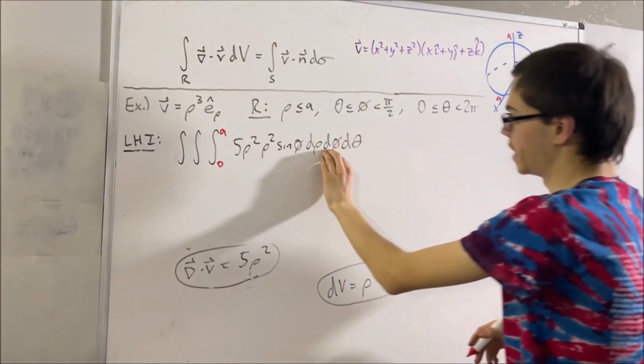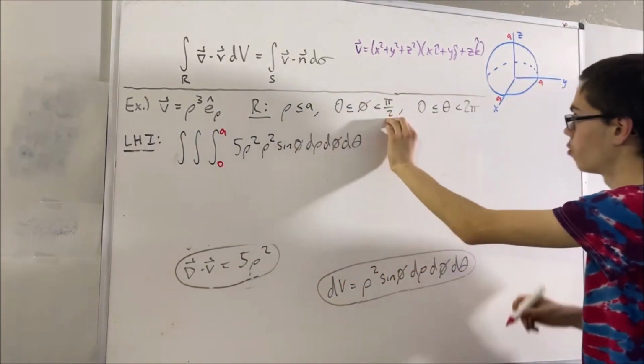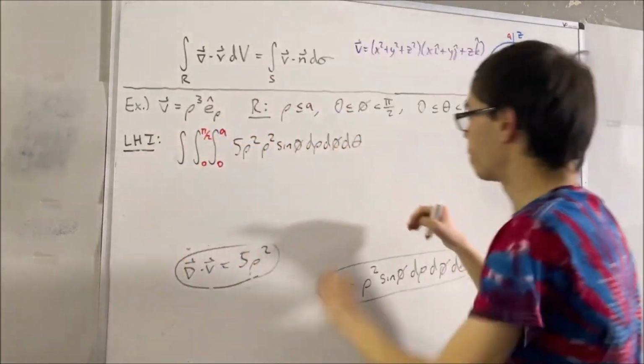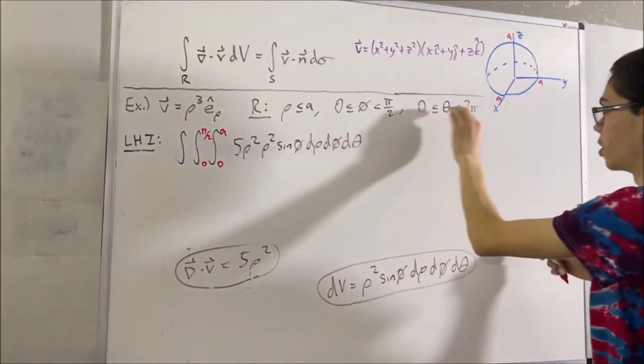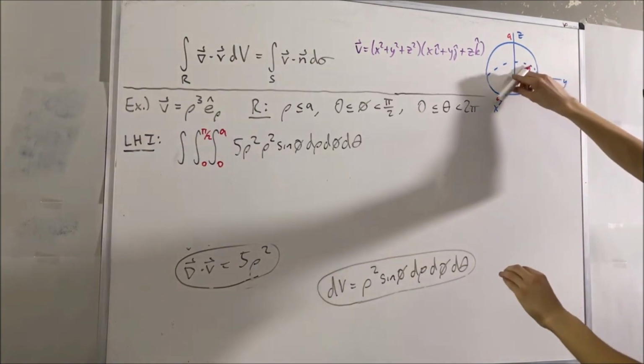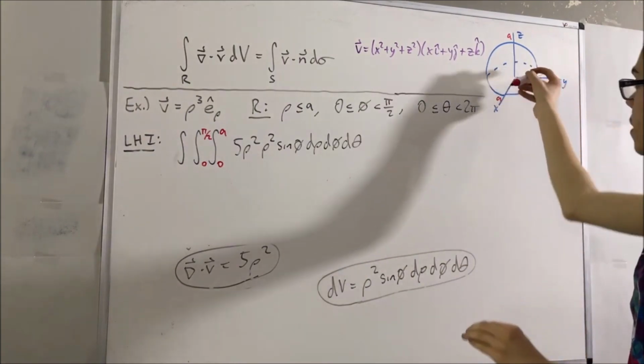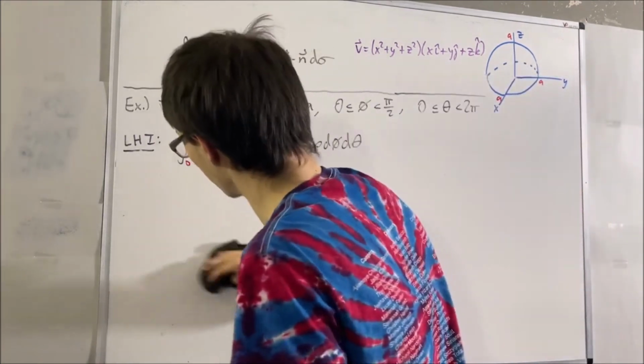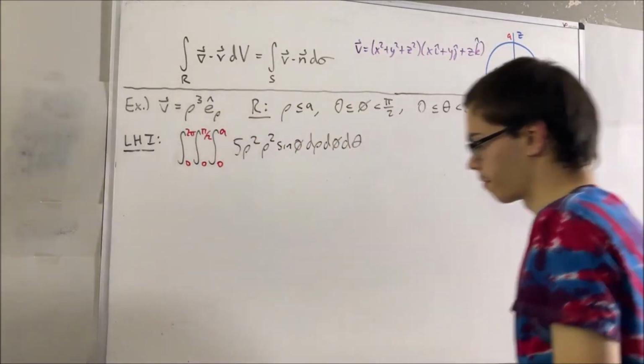For phi, it's pretty easy. We're ranging between 0 and pi over 2, right? 0 and pi over 2. And for theta, well, it's 0 to 2 pi, right? We go all the way around along the base in the xy plane, 0 to 2 pi. So if you really think about it, this integral is actually pretty easy to evaluate.